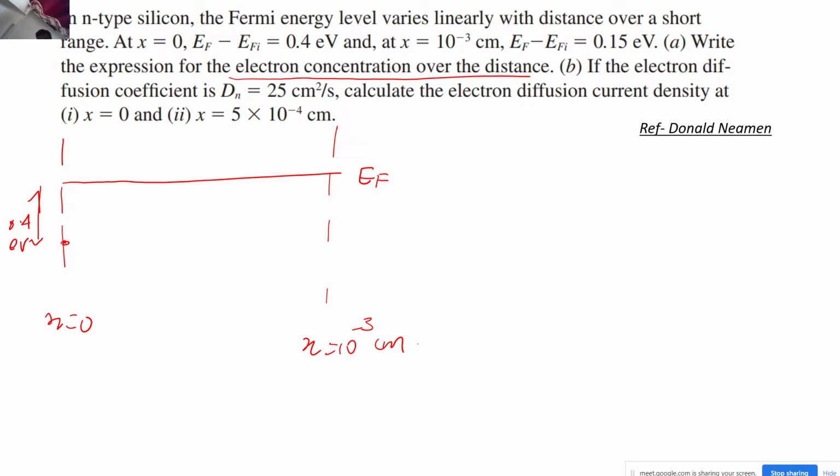Okay, Lakshmikant, another scenario. Can you think of a scenario where the doping changes and the Fermi level changes linearly with distance? Non-uniform doping, did we talk about it in the course? Yes, okay. So that's one scenario, right?